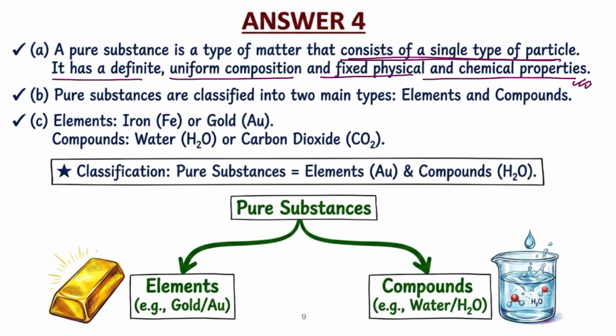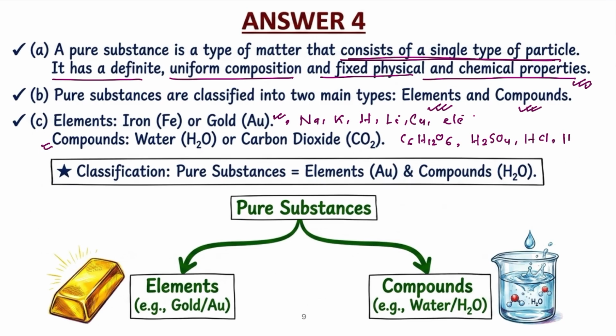There are two different types of pure substance: elements and compounds. Examples of elements are iron, gold, sodium, potassium, hydrogen, lithium, copper; many elements are there. Carbon dioxide and water are examples of compounds. We can also write glucose, H2SO4, hydrochloric acid, and nitric acid as examples. So pure substance has two types, elements and compounds. This is the classification of pure substance.